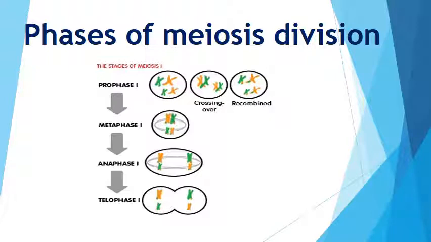This is only the first stage in meiosis division. In the next video, we will talk about the second stage of meiosis division. The second stage of meiosis division takes place by mitotic way.